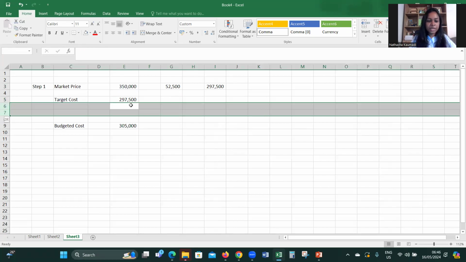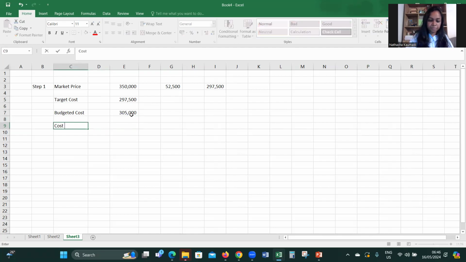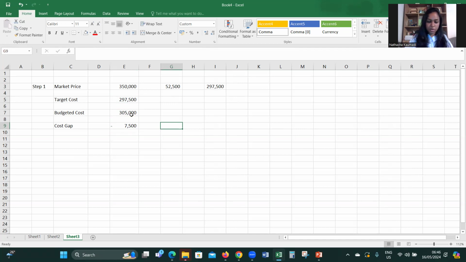Okay. Now you can see the problem. My target cost is 297,500. But when I see the budgeted cost, it's 305. Then what is the cost gap? What is the cost gap? The cost gap is 7,500. That means you need to reduce the price.